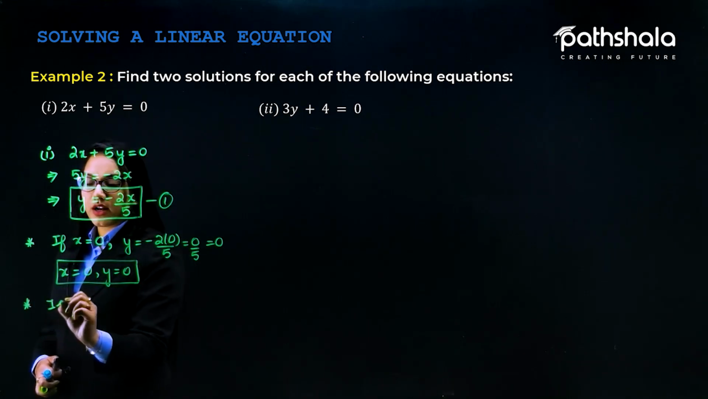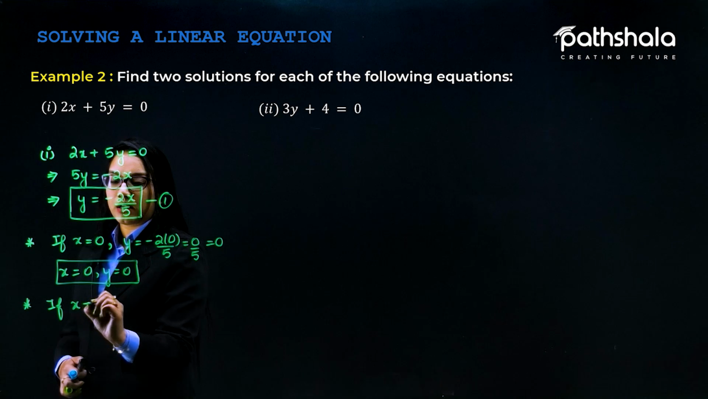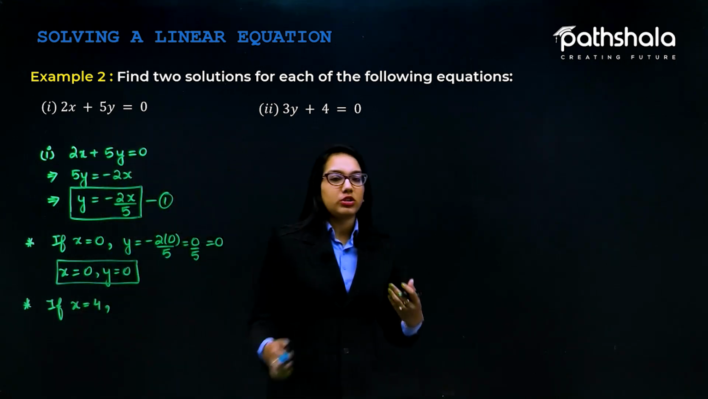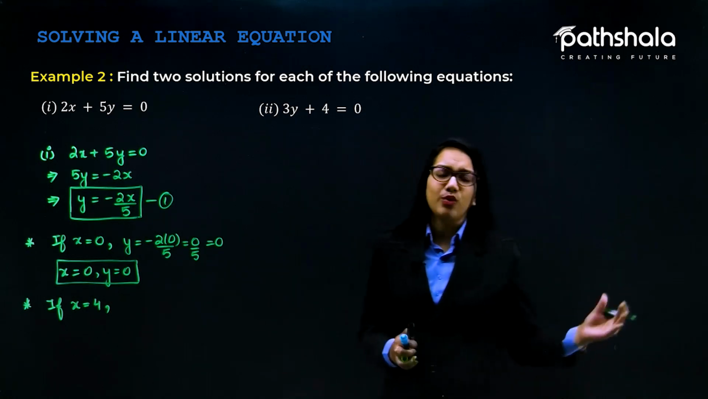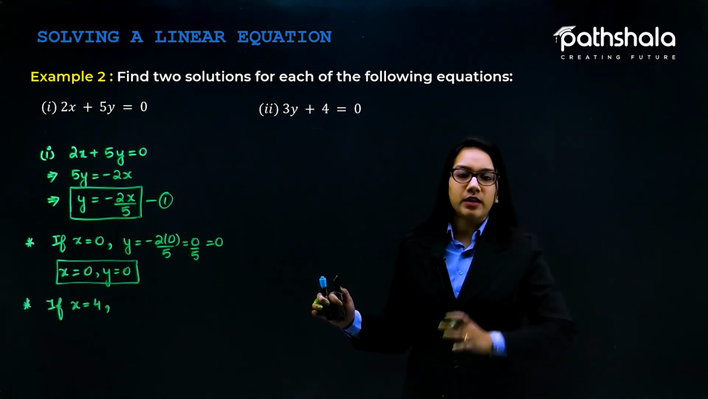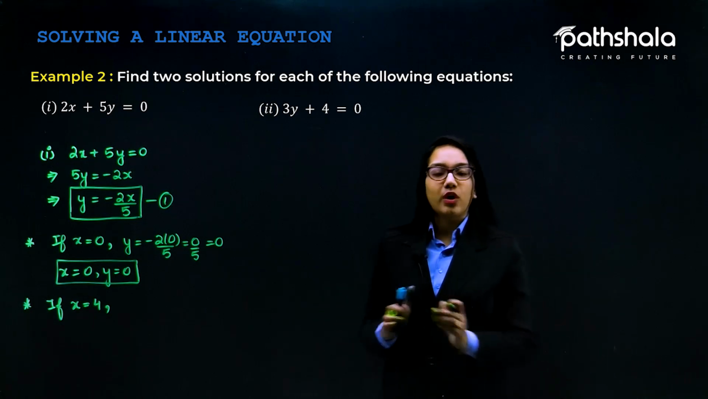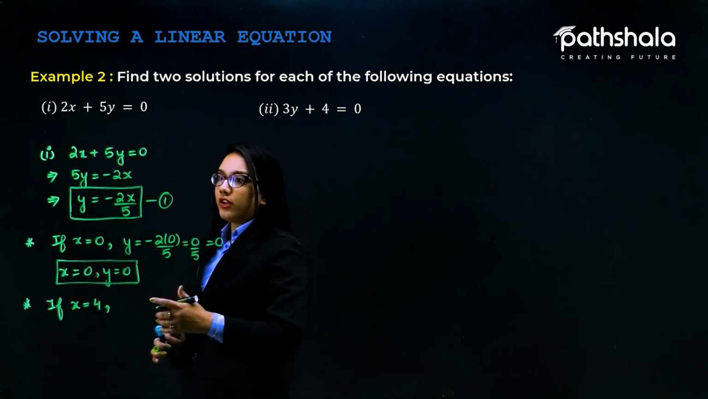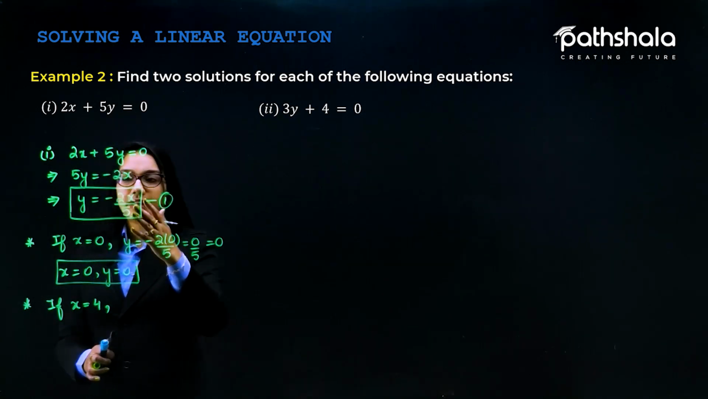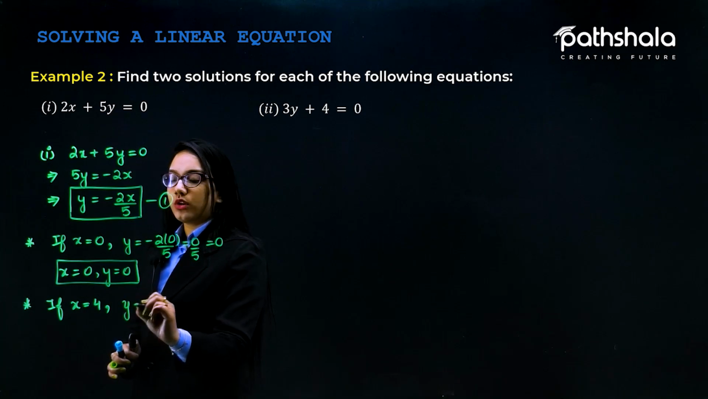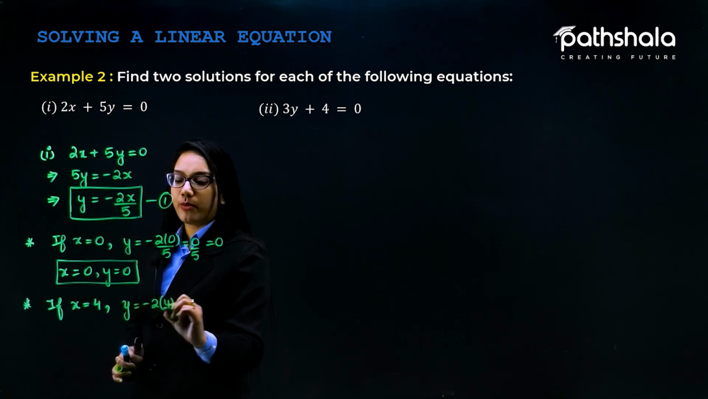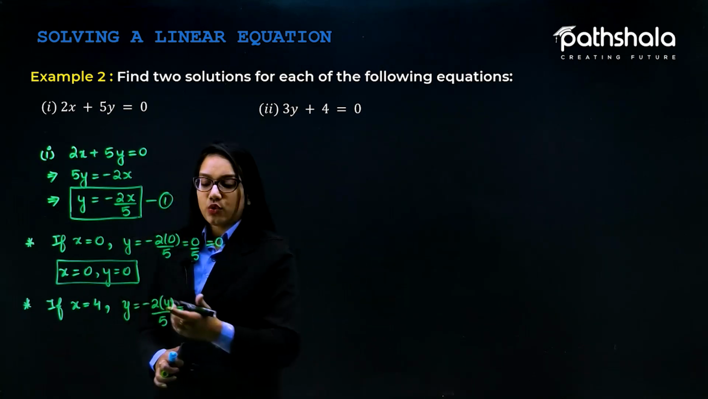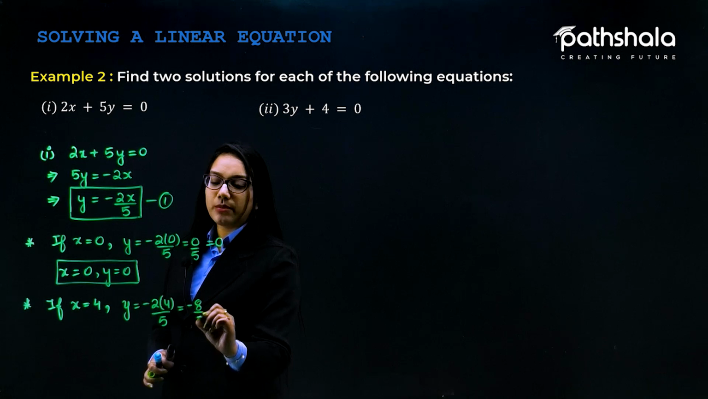Furthermore, let us take x as 4. You can take any value: x as 1, 2, 3, 4, 5, 6, 7, 8, 9, either positive, negative, or of p by q form. You can take any value of x. Let us suppose I am choosing x as 4. Then y is equal to minus 2 into 4 by 5, so it will be minus 8 by 5.